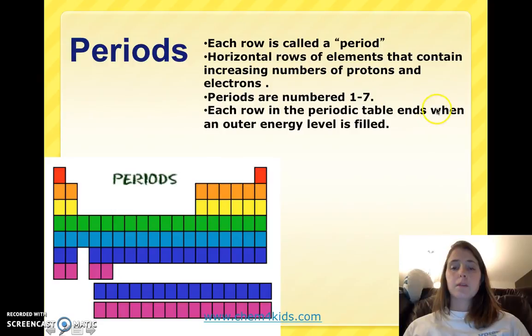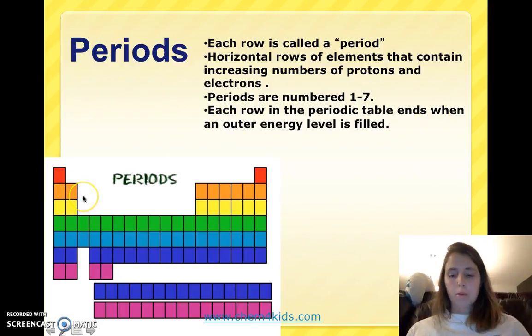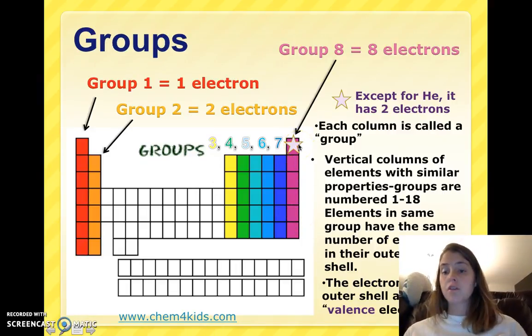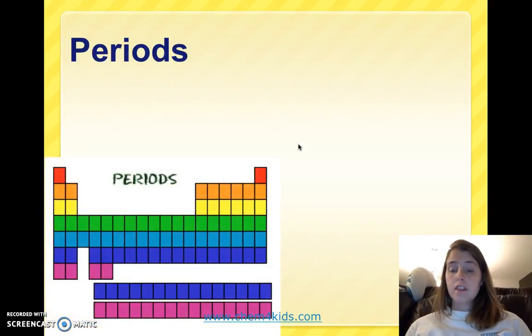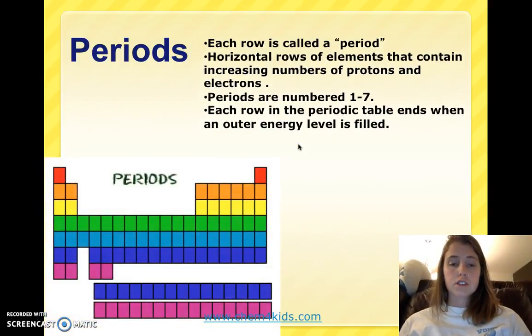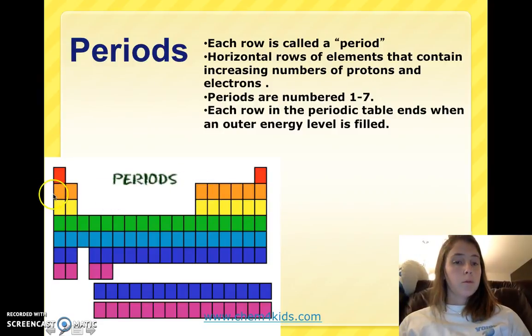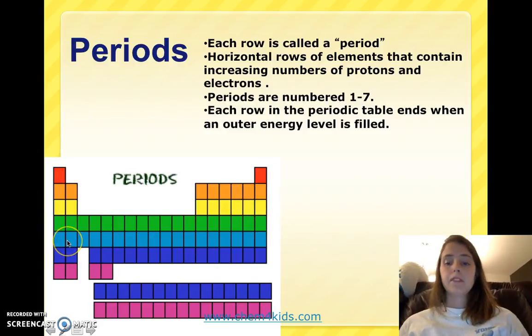Each row in the periodic table ends when an outer level energy is filled. So in other words, if you remember when we just looked at these and we said this had 8 electrons, that means its outermost shell is filled. It has as many valence electrons as possible. That means a new row starts once the outermost shell is filled with 8 electrons. So 1 electron, 2 electrons, 3, 4, 5, 6, 7, 8. Now we're going to start a new period, and this one has 1 electron, 2 electrons, 3, 4, 5, 6, 7, 8. Now we're going to start another period.